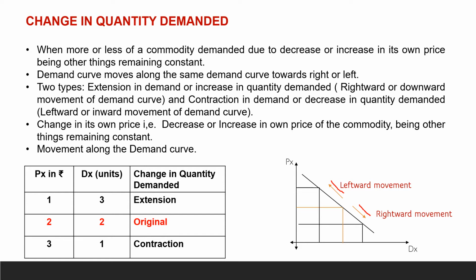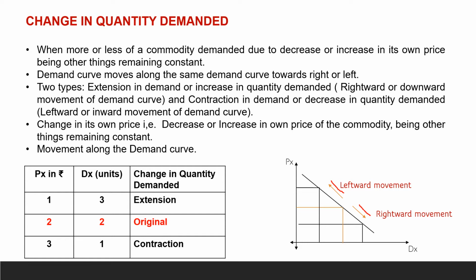Why is there change in quantity demanded? The change in quantity demanded is because of change in its own price, that is decrease or increase in its own price, other things remaining constant. What happens to the curve? The curve moves along the same curve. That is only one curve. No new curve is formed. Only the same curve. It moves either this side or this side.